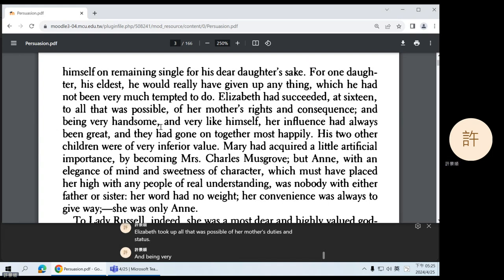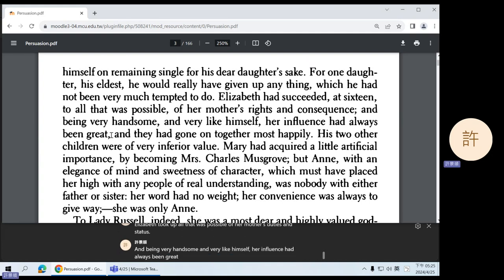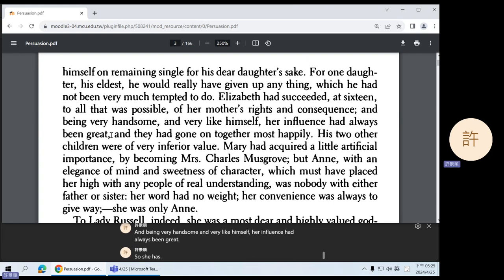And being very handsome and very like himself, her influence had always been great. So she has an important status in this house. Her father is very easily influenced by her. And the novel says this is because she was beautiful and she looked like Sir Walter. So Sir Walter listens to her in part because she looks like him. And also because we know Sir Walter likes beautiful people. And they had gone on together most happily. So they had continued on like this together with her father very happily.